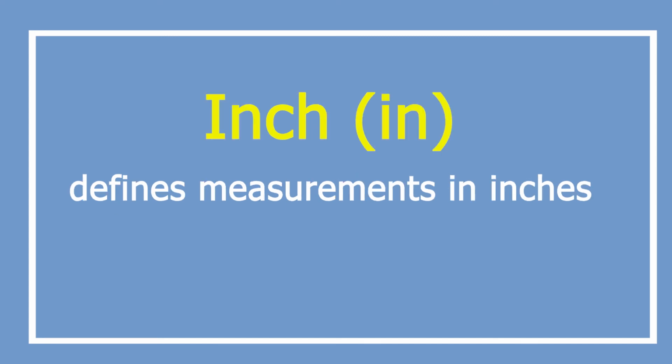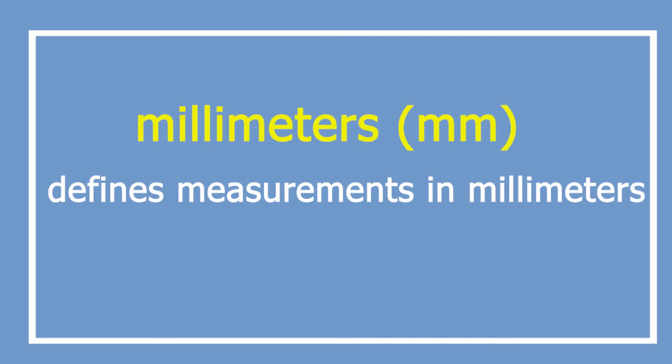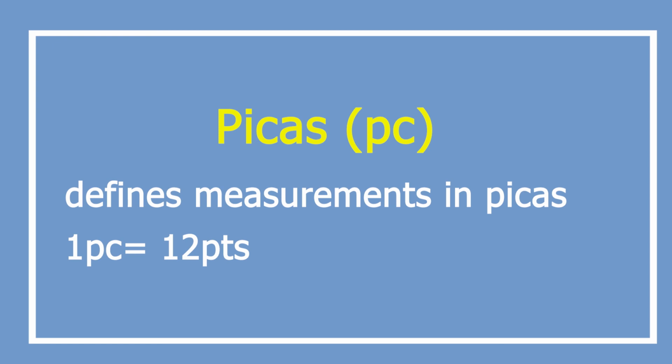Then we have another unit called inch, which is denoted by in, which defines measurement in inches. We also have mm, which denotes millimeters, so it defines measurement in millimeters. We also have what we call pc, which defines measurements in picas. Now, a pica is equivalent to 12 points. If you look at it, 1 inch is equivalent to 72 points.